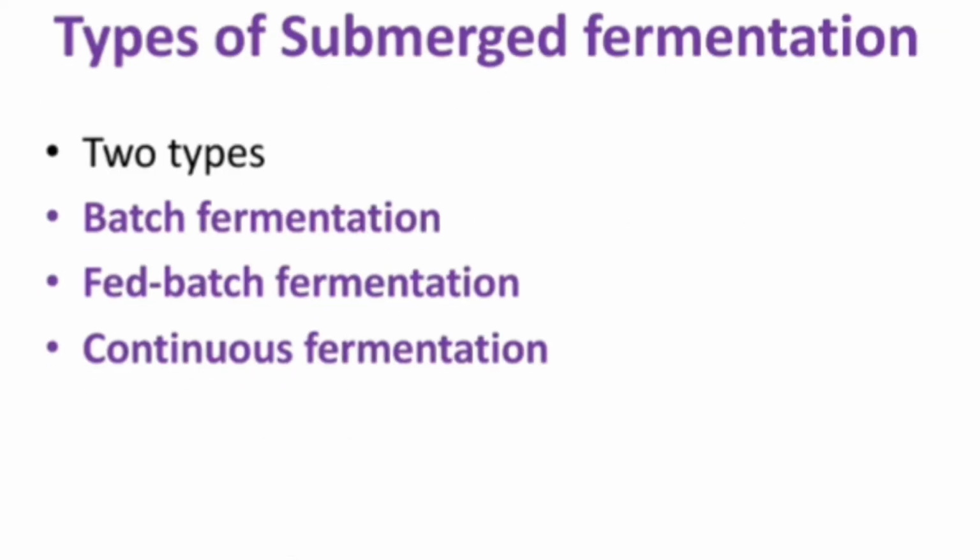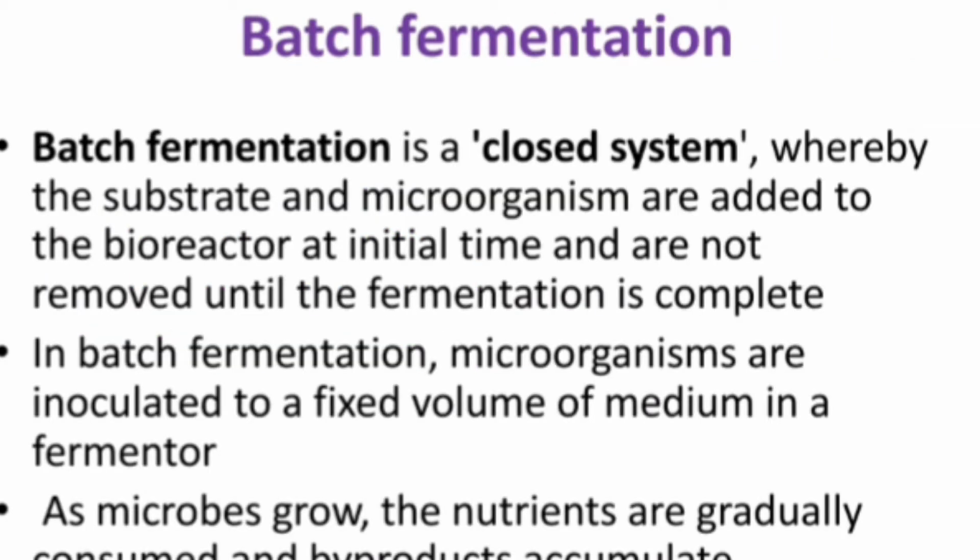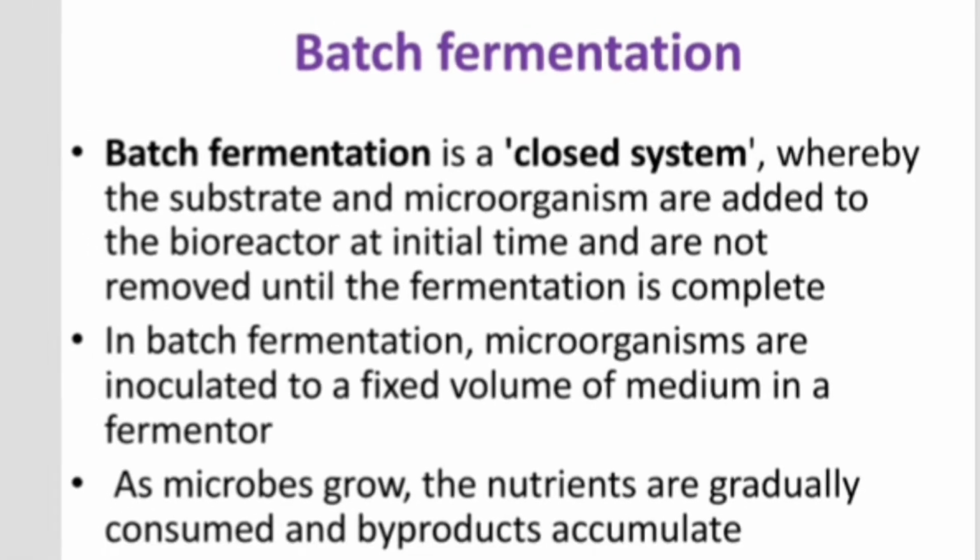Types of submerged fermentation. Submerged fermentation is basically of two types: batch fermentation and continuous fermentation. Batch fermentation is again subdivided into fed batch fermentation. Batch fermentation is a closed system where the substrate and microorganism are added to a bioreactor at the initial stage, and they are not removed until the fermentation is complete.